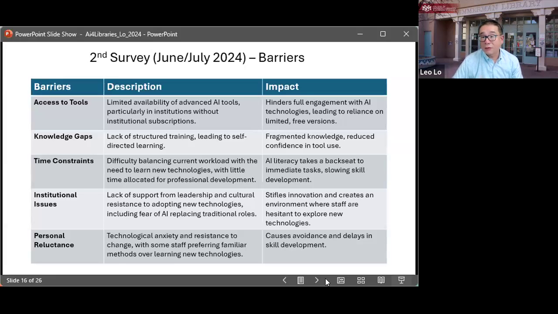Institutional issues. Not every institution, not every leader is supportive or thinks positively about AI. So that would create another barrier. And then personally too, a lot of people have some kind of personal reluctance, technological anxiety, resistance to change. And some people prefer using more familiar methods over learning new technologies. So this causes avoidance and delays in skill development.